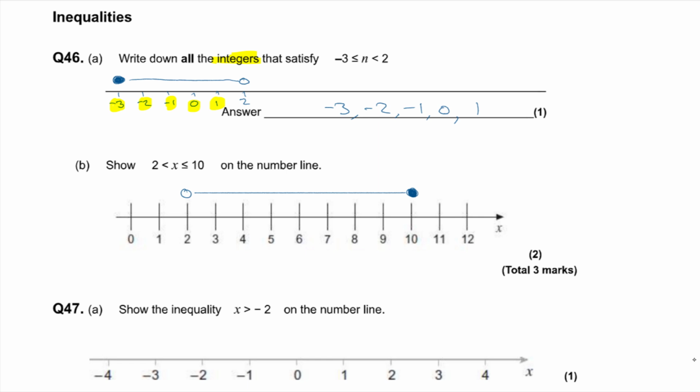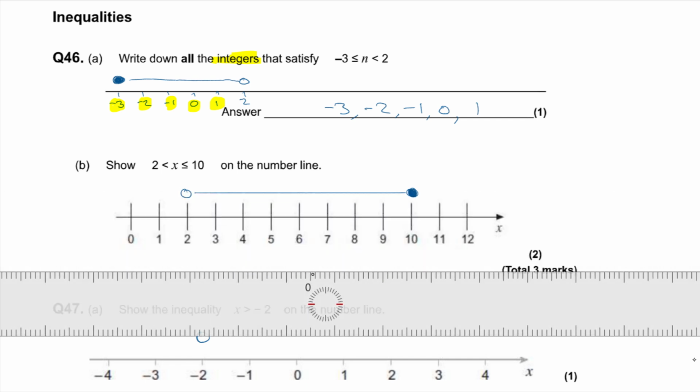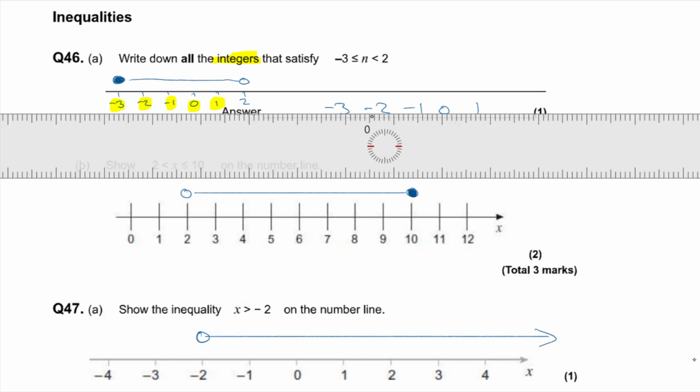47a says show the inequality x is greater than -2 on the number line. Okay, so similar thing. I'm going to have a circle at -2. Now I haven't got another circle it joins up to. So just in this one, I'm just going to have a line that's infinitely going on off the end of the line. I'm just going to draw an arrow and it continues in that direction.